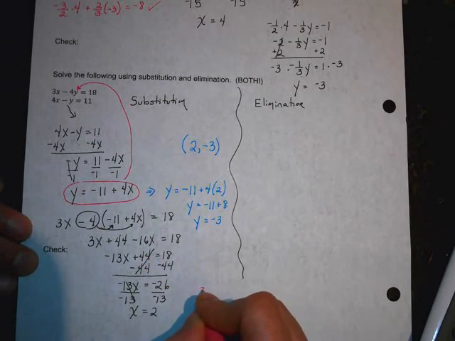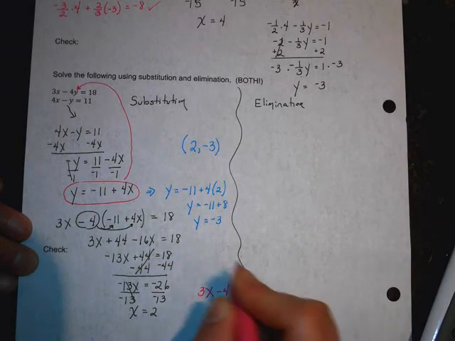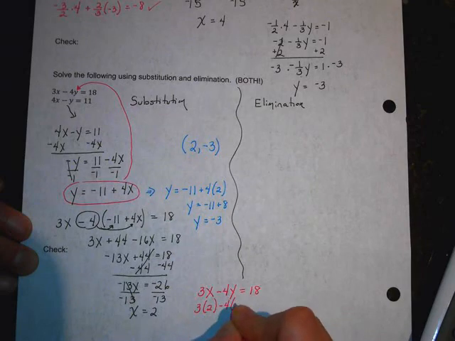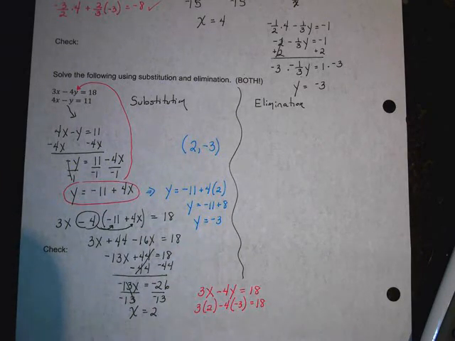You ready? So 3x minus 4y equals 18. Let's just make sure it works. So when I pop 2 in for x and negative 3 in for y, I'll give you a chance to write that down, and then calculate it. Does it come out? Does it check? So 6, negative times negative is a positive, plus 12 equals 18. Aha! So we did awesome. We rock. All right. So that's substitution.